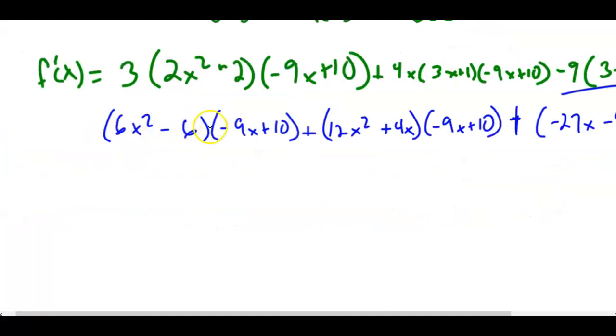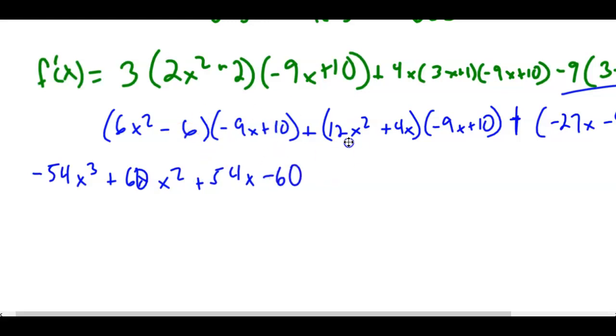In doing so, I get 6x squared times negative 9x, and it's going to be a negative 54x cubed. 6x squared times negative 10 is going to be a positive 60x squared. Negative 6 times negative 9 is a positive 54x. Negative 6 times 10 is a negative 60. Now for this one, we have 12x squared times negative 9x. That's going to be a negative 108x cubed, and then 12x squared times 10 is going to be positive 120x squared. Sorry, cube. That's cube, by the way. I'm Russian. That's cube.